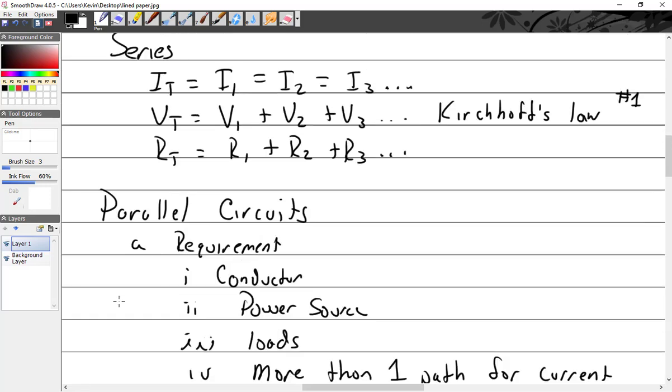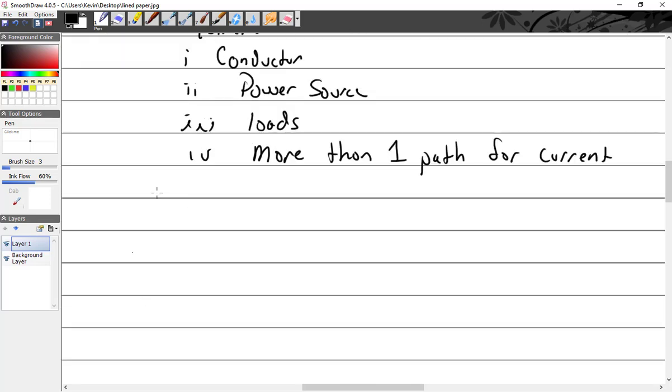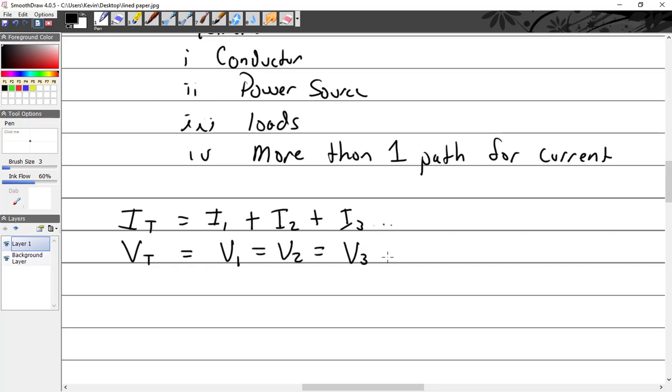All right, so looking back up here, we had series. We'll do the same thing. So I total equals what in a parallel circuit? I1 plus I2 plus I3 equals I total. Well, that's kind of like voltage for series, right? So voltage in parallel is voltage 1 equals voltage 2 equals voltage 3.